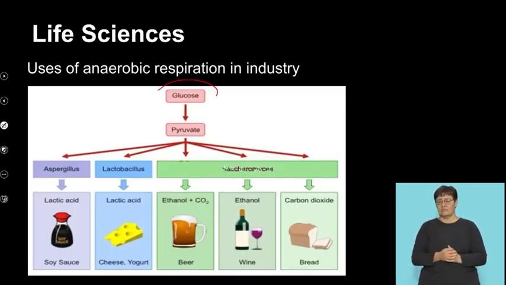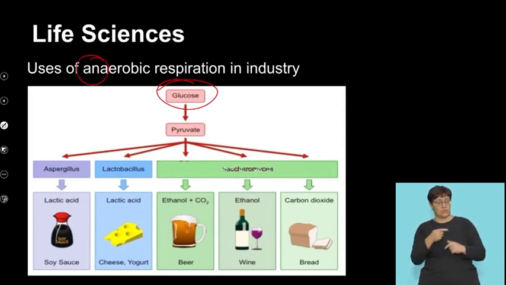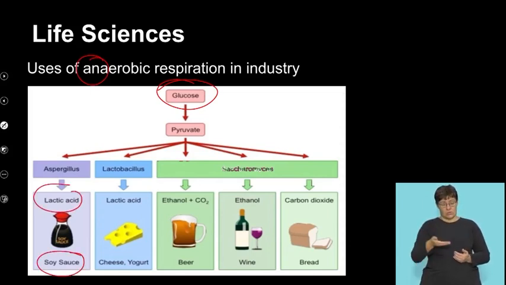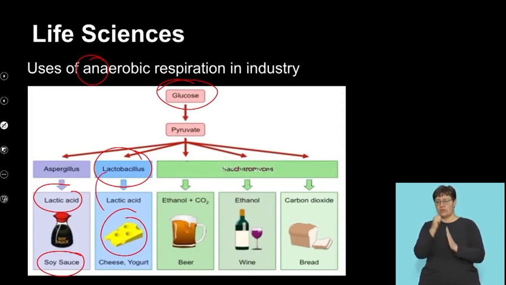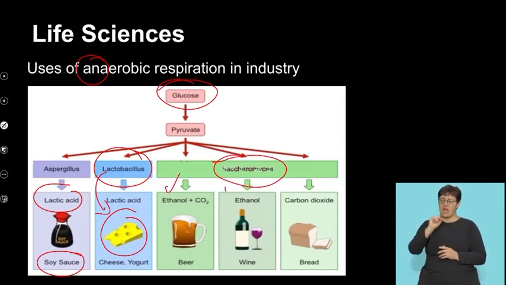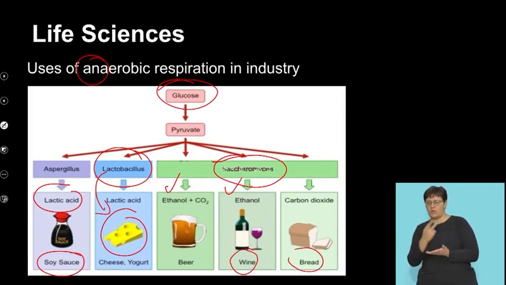So as we wrap this section up, guys, we're looking at the use of anaerobic respiration, which can be used to produce soy sauce, a product which is produced during anaerobic respiration from lactic acid buildup. We also know that lactobacillus can produce cheese during anaerobic respiration, and then Saccharomyces, which is yeast, is used in the production of ethanol, wine, as well as the baking of bread.